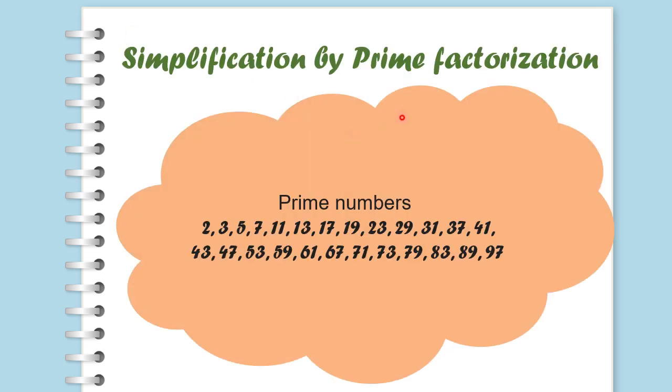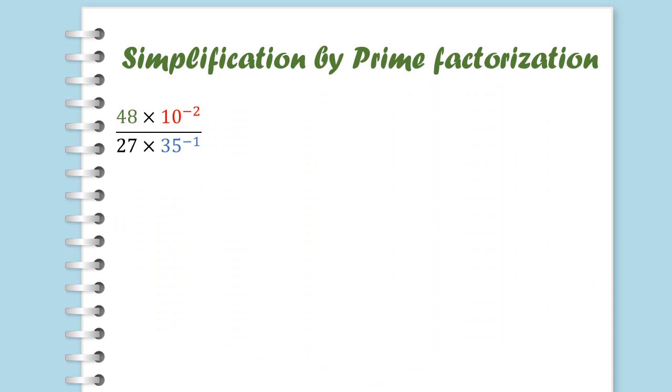Simplification by prime factorization. So first, what are the prime numbers? Here are all the prime numbers below 100. Please pause the video and write them on your notebook and memorize them, of course. In this example below, we are going to simplify the following fraction.